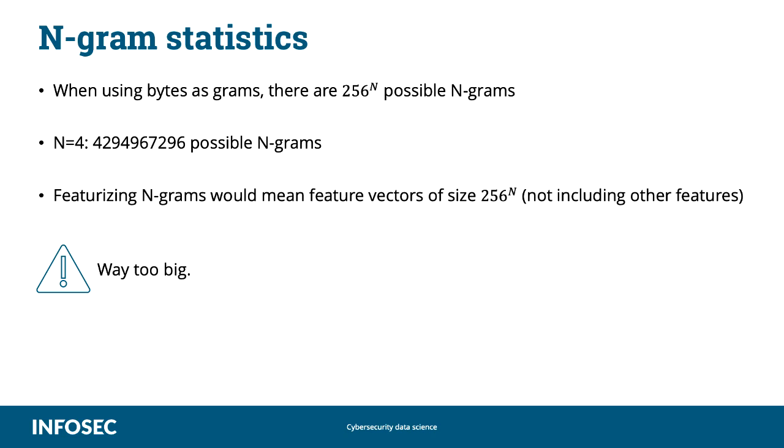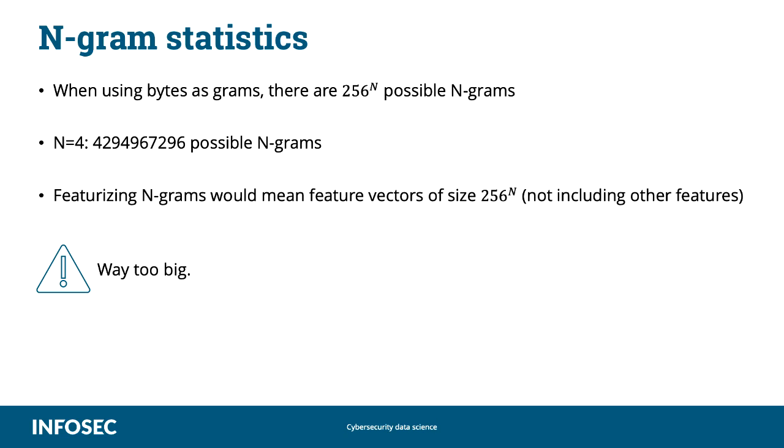When we use bytes, considering that there are 256 bytes, and when we count the number of n-grams, it's going to be 256 to the power of n. Even with a really small n, like 4, you get about 4 billion possible n-grams. And that would mean that if you use n-grams as your feature vectors, they're going to be of size 4 billion, and that's just too much.